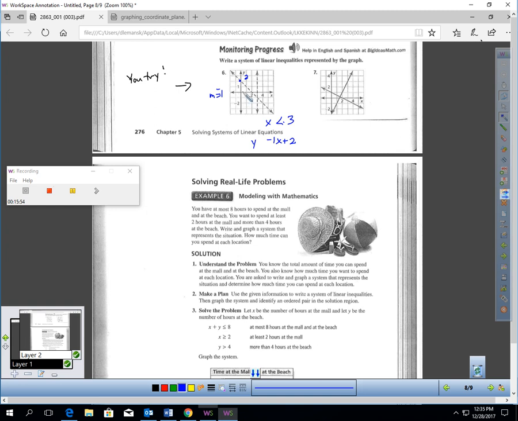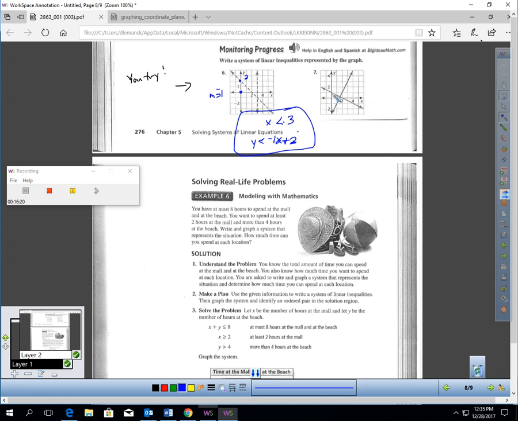And when I plug in 0, 0, that's got to be true. So if I put a 0 in here and a 0 in here, I need a true statement. 0 would be less than 2. Okay, so there's my system. Oops, I just erased that. Don't want to do that. Okay, so x less than 3 and y less than negative 1x plus 2 would be my system here.